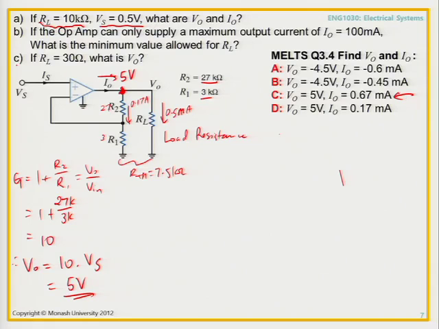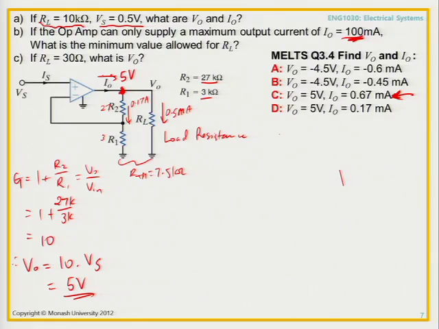So now, what about B and C? I'm going to get you to think about this. If the op amp can only supply a maximum current of 100 milliamps, currently we're drawing 0.67 milliamps, and you go, okay, that's nothing. This op amp can supply 100 milliamps, so that's great.